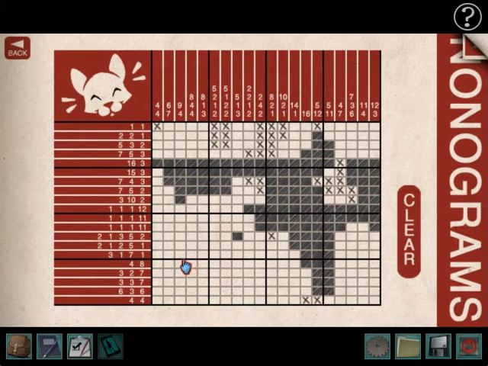I've done this puzzle before. I don't remember how I solved it, though. It was kind of weird. I didn't use any help on it, either.